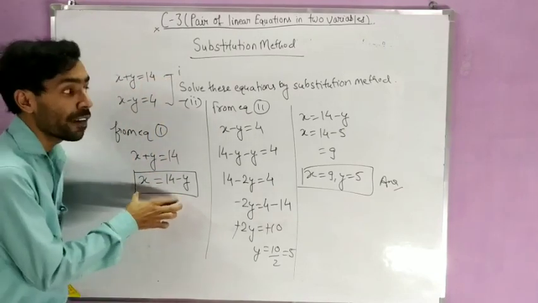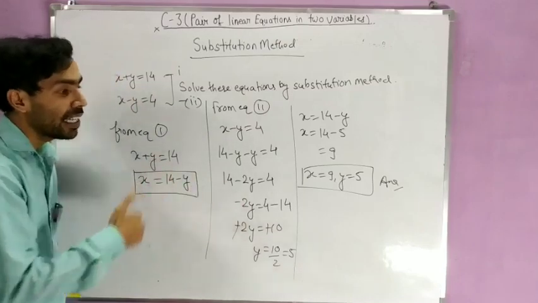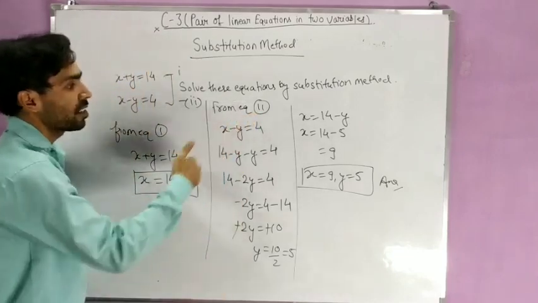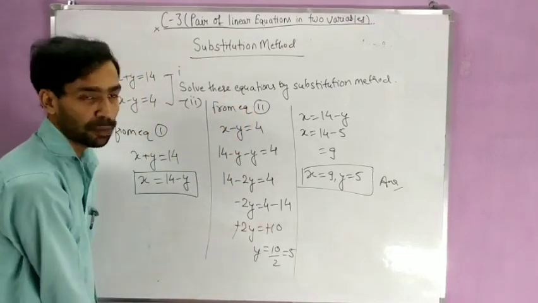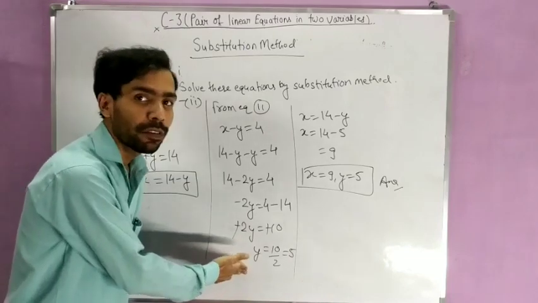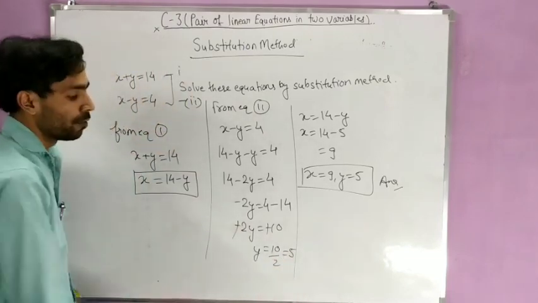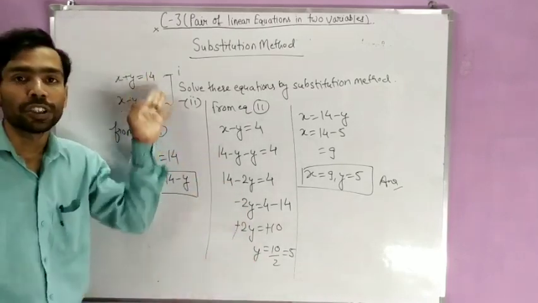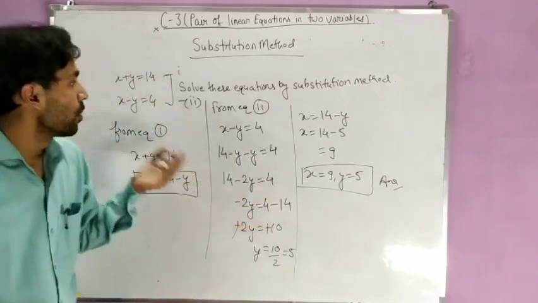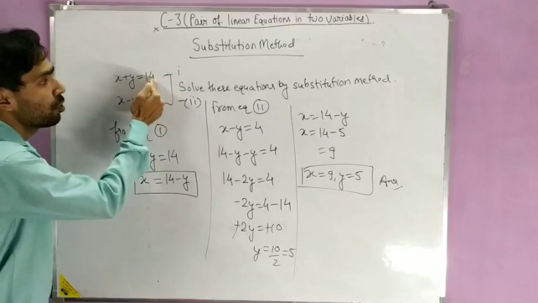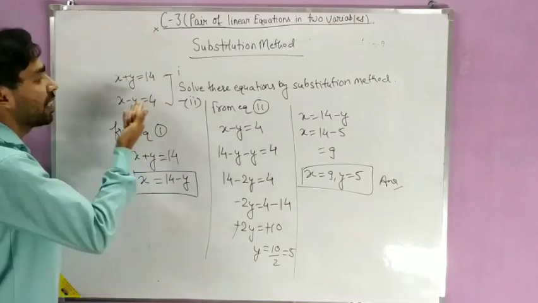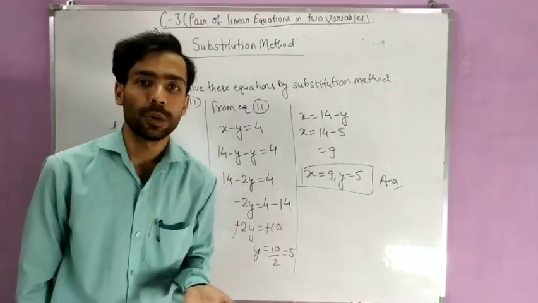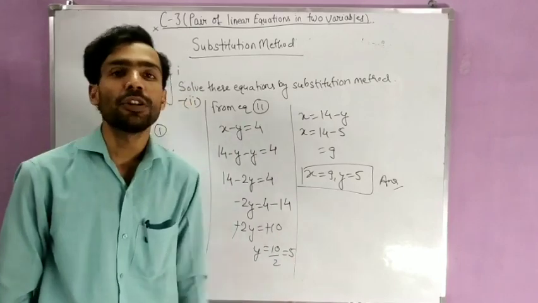Now you put the value of x in the second equation. So when I put the value of x in the second equation, I got this expression, and finally I got the value of y, which is 5. Now when you have calculated y equal to 5, you can put this y in either of the equations and you will get the value of x. Either you put the value of y in the first equation or in the second equation, both equations will give the same value of x. Okay, so this method is known as the substitution method.